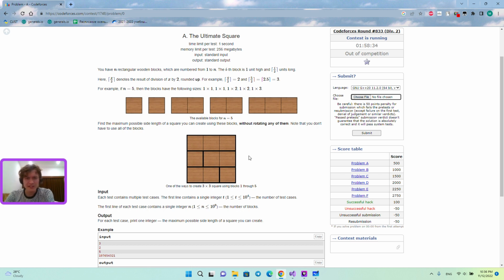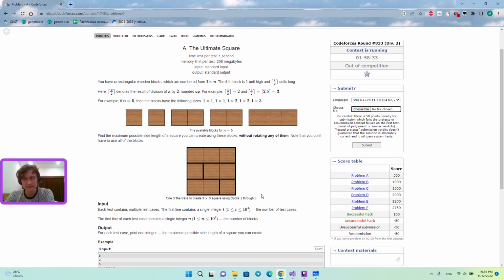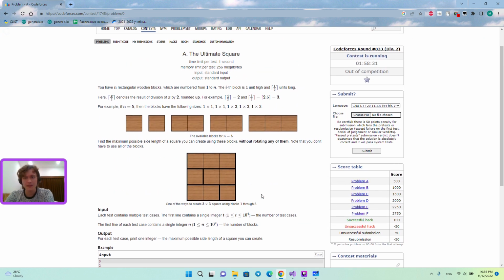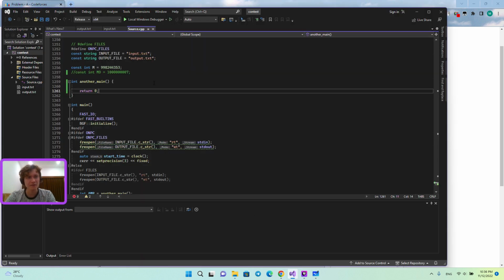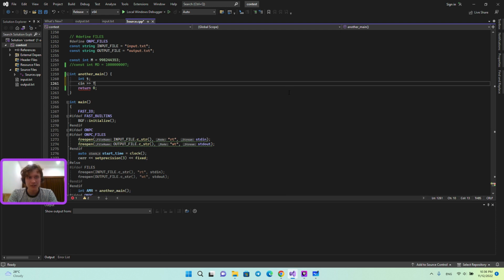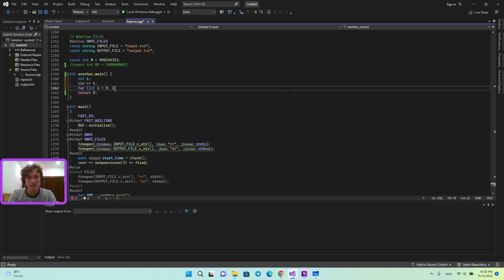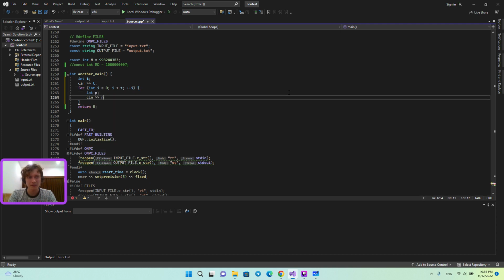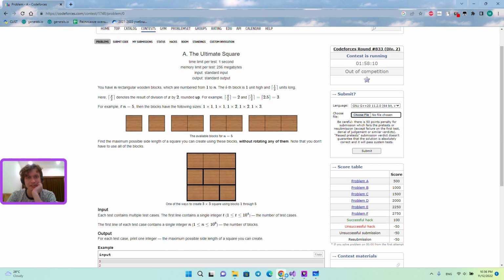I think it's quite easy. Yes, this problem should be quite easy. I don't see any reason for it to be not very easy. So we just read T, read N. What next?